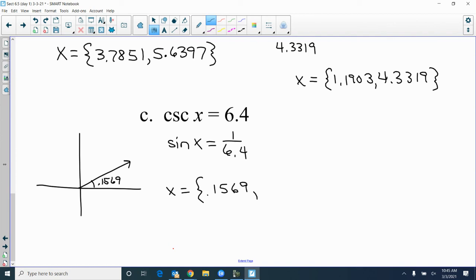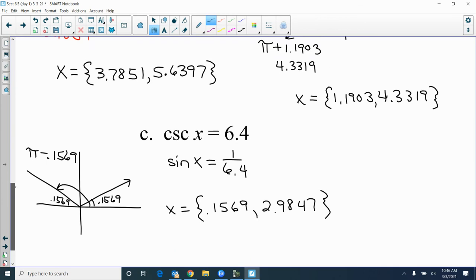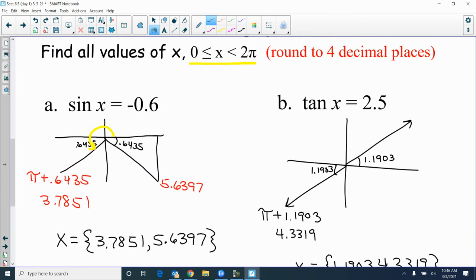Cooper: pi minus that value? You're going to take pi minus that, because your second answer is going to be pi minus 0.1569. And what do we get, Cooper, for that? 2.9847. Okay. Agree? All right. That's a hard one because you're not used to it.